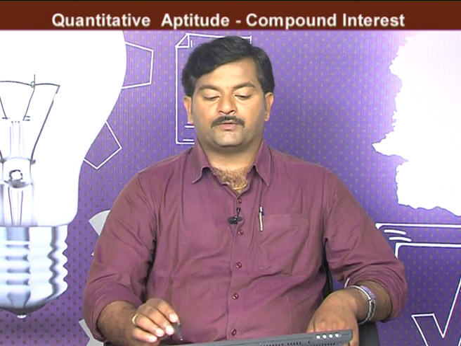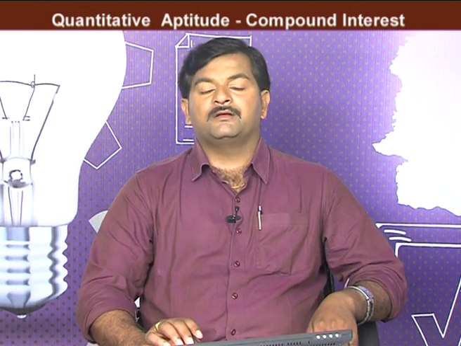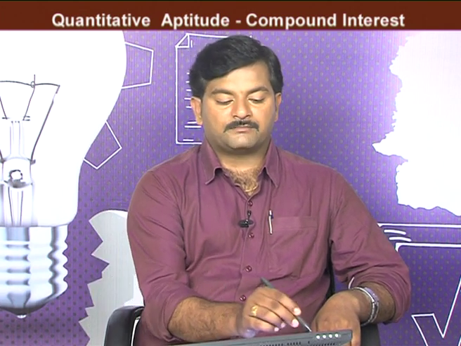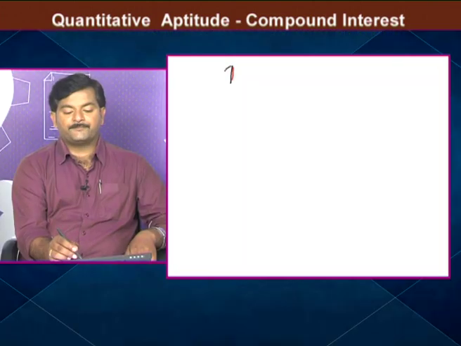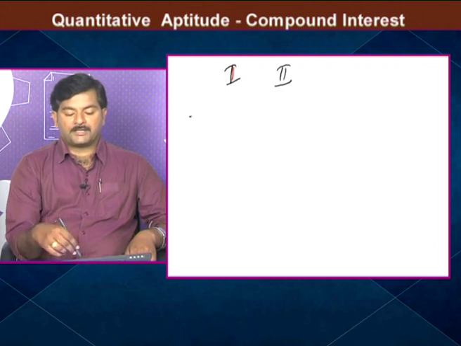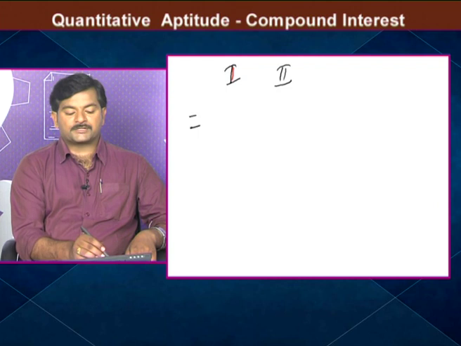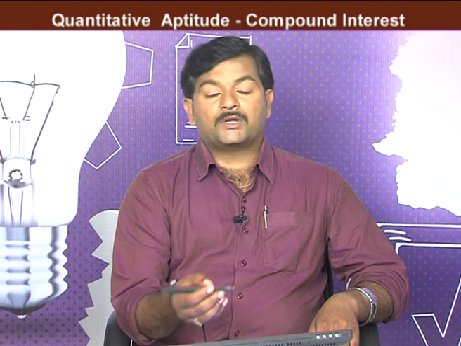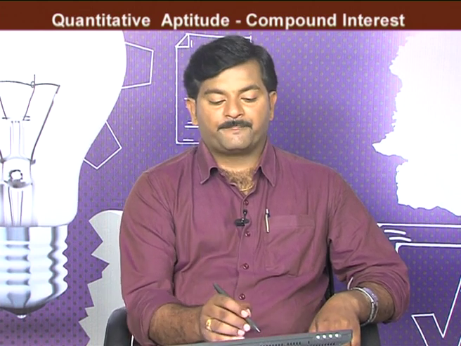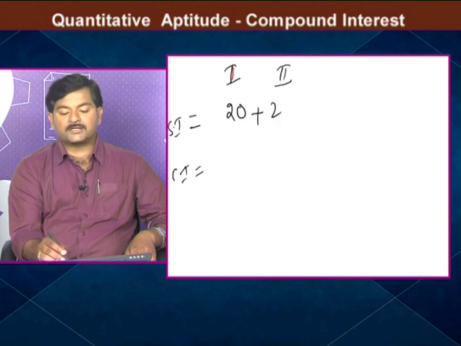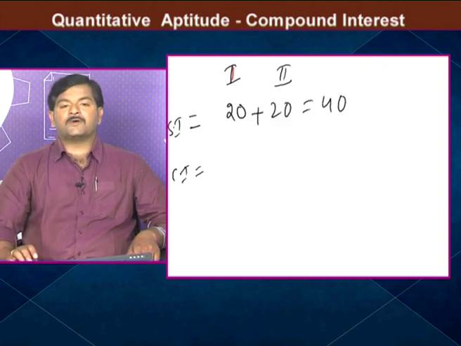Now we'll start the solution. Observe what is given. This is a logical question. Since he mentioned it is a case of 2 years, there is a first year and a second year. For the first year we'll talk about simple interest, and for the second year compound interest. Total simple interest given is 40 rupees. We know first year simple interest is 20 rupees and second year simple interest is also 20 rupees. Total simple interest is 40 rupees.